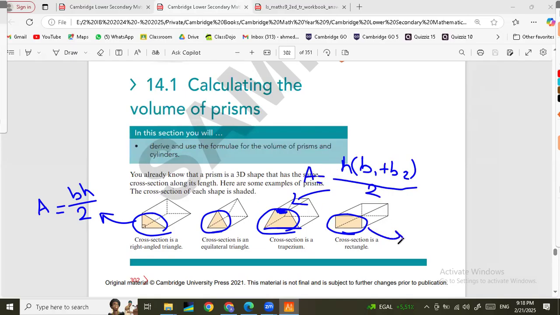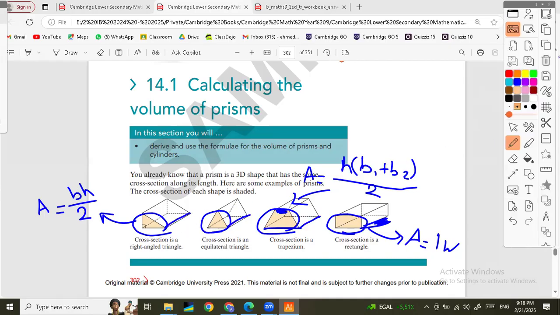Then you've got the area of the rectangle, which is A equals LW. You get the area of the cross section, and after that, you multiply by the length of the shape. Let's have a look at some examples.